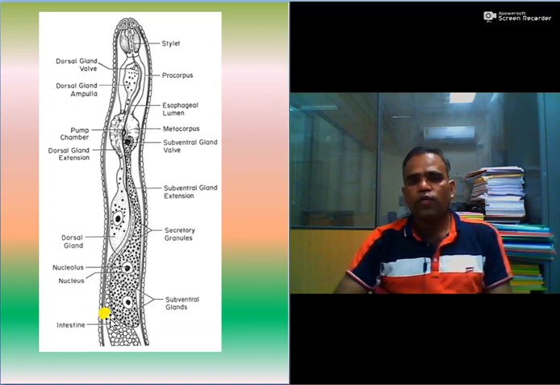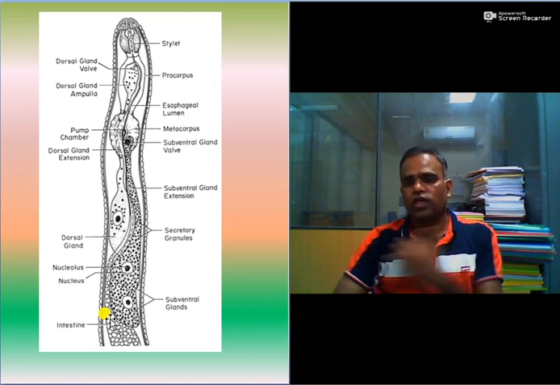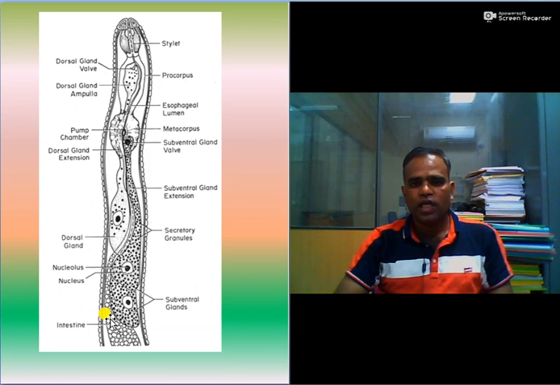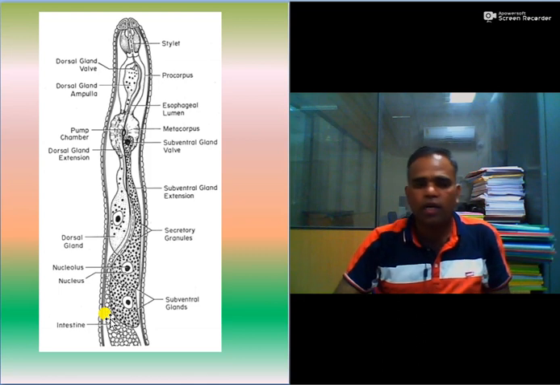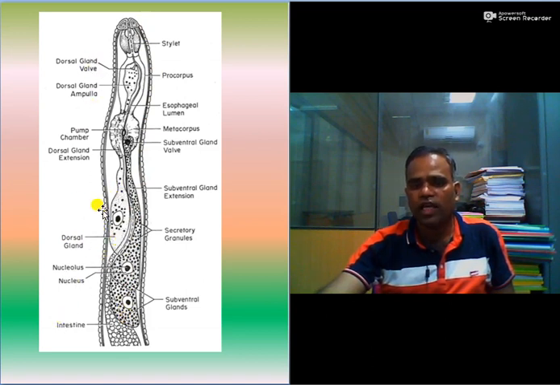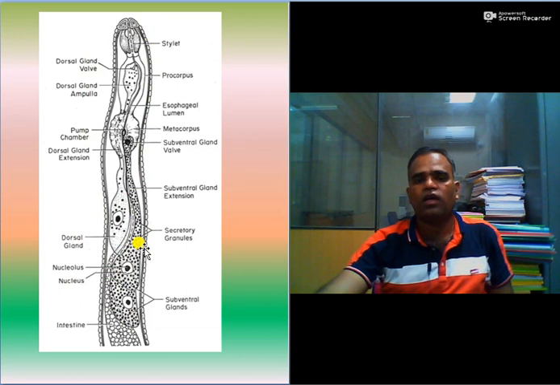So subventral gland, what does it mean? These glands are present at the ventral position but at this location. So two subventral glands and one dorsal esophageal gland, meaning at the back position. So this is dorsal, this is ventral position. This gland is the dorsal esophageal gland and these are the two subventral glands. So they are ventrally present, but one is at this side and the second is at this side.